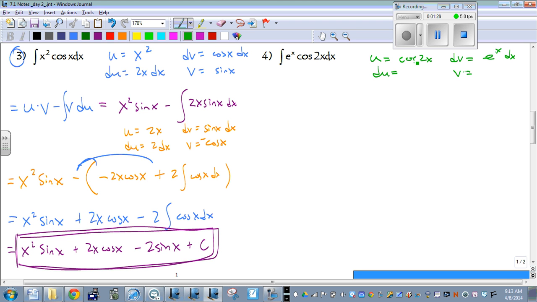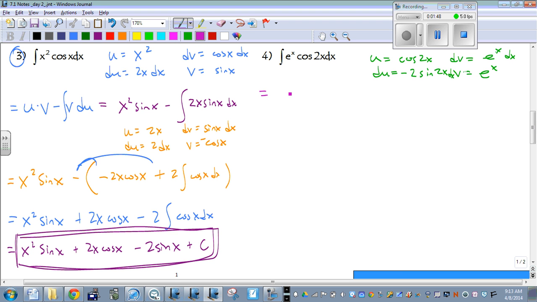So like we said, the derivative of cosine is negative sine, and then the derivative of 2x is just 2. So we have negative 2 sine of 2x dx. And then v, if we do the antiderivative of e to the x dx, we just get e to the x.